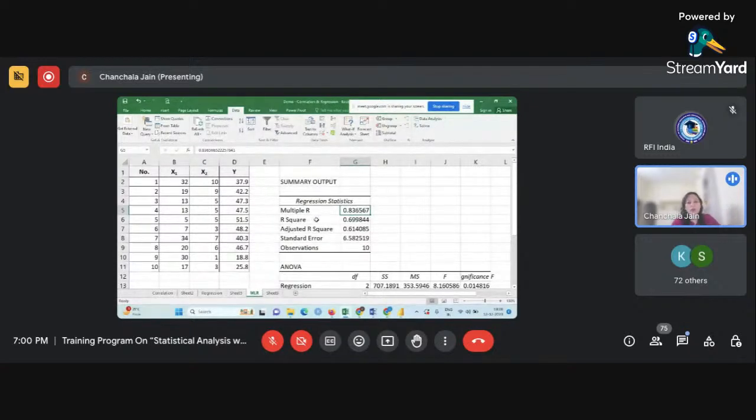R square we will not report here. Rather than reporting this, we will go for the adjusted R square, which is 0.614, right? So again, I can say that 61.4% of Y is explained by X1 and X2, or 61.4% variance in Y is due to X1 and X2. Is it clear?